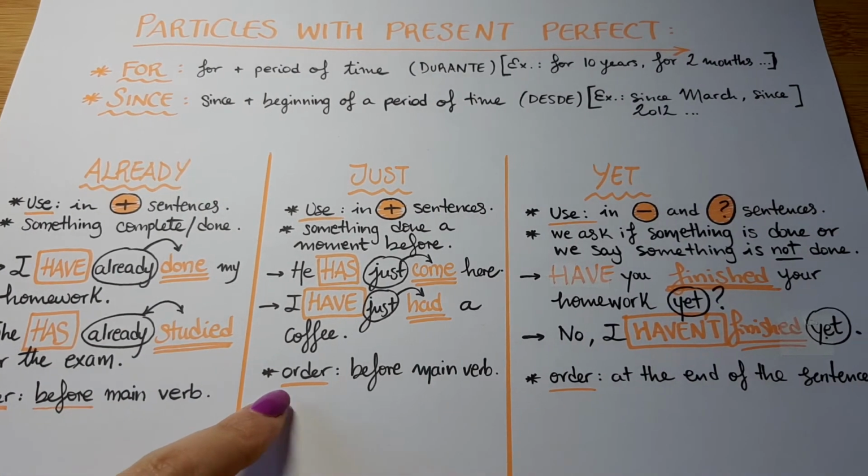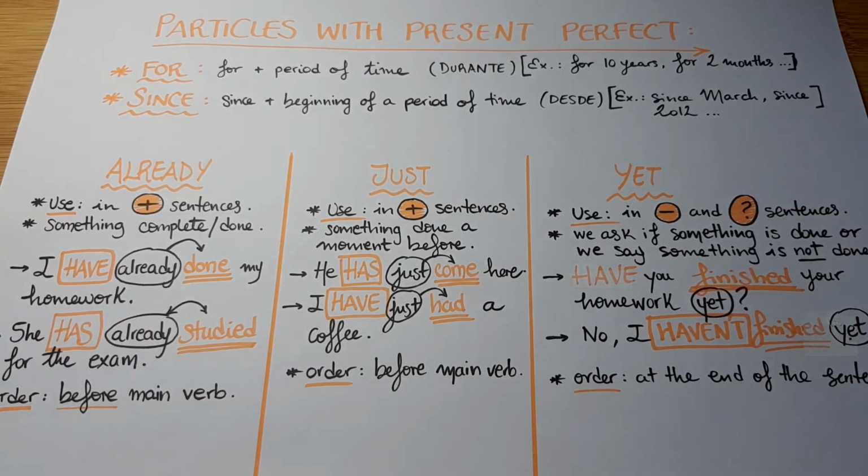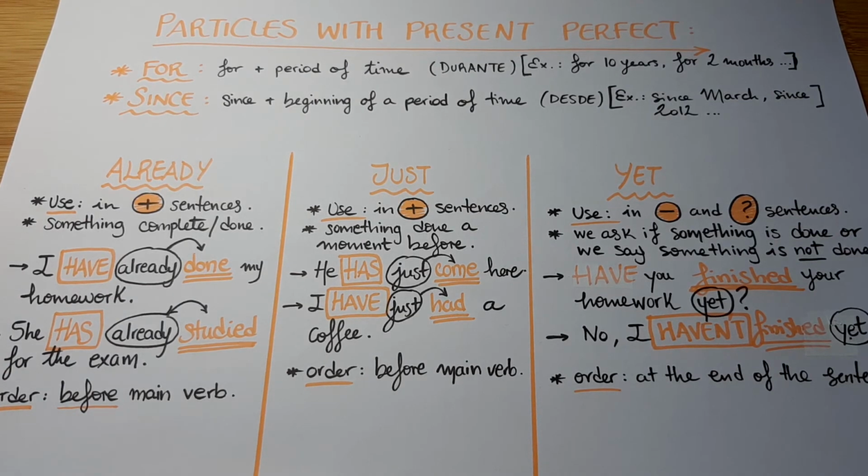Just, as I have said, is more or less similar as already, so it is used in affirmative sentences as well. It expresses something done, but the difference is that just is something more recent. Let's say that it's like acabar de hacer algo in Spanish. So we would have, for example, he has just come here. Acaba de llegar, acaba de venir. I have just had a coffee. Acabo de tomarme un café. Okay, that would be the translation.